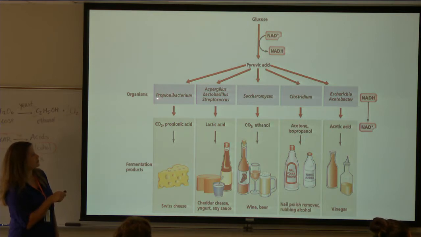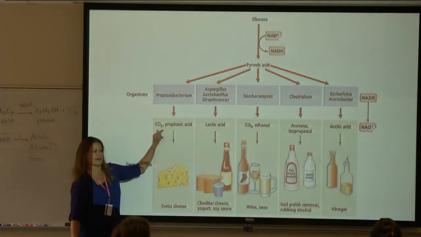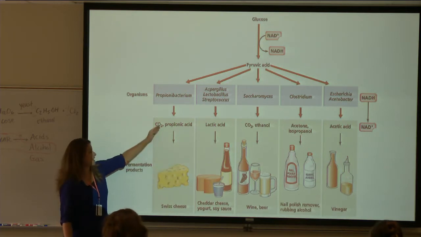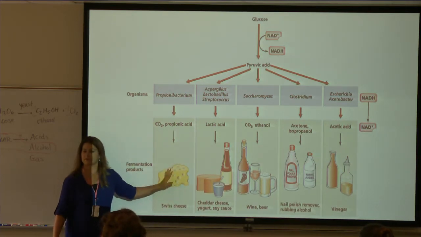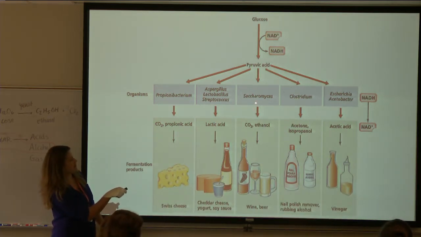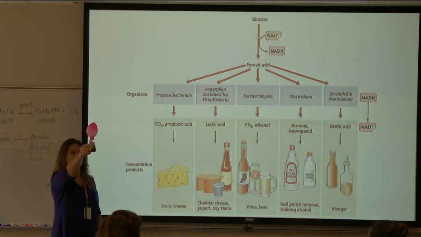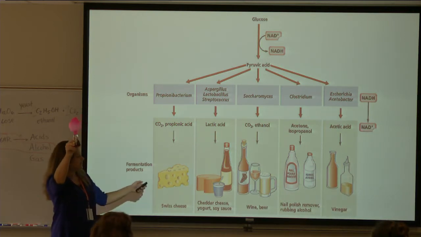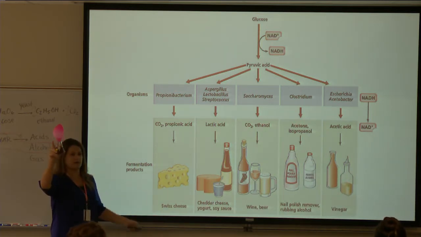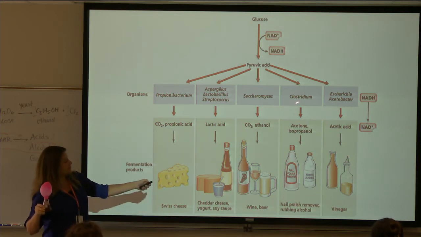If you were to use propionic bacteria, you would produce propionic acid and carbon dioxide gas, which the acid is going to give the flavor to Swiss cheese. The gas is going to be the holes, of course, in the Swiss cheese. These organisms produce lactic acid. Saccharomyces is what's in here. We'll use Saccharomyces on Tuesday, and then we'll produce the carbon dioxide gas, which is in the balloon, and the ethanol, which is the alcohol. And this product is used for wine and beer.